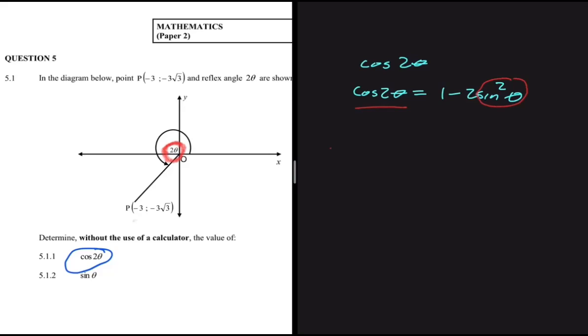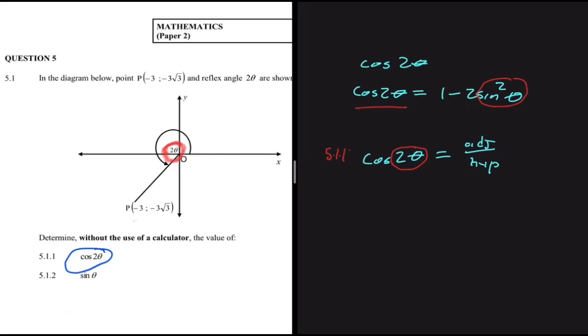I can just say for 5.1.1, we have cos of 2 theta being equal to the adjacent divided by the hypotenuse. Because the angle itself is 2 theta, that is given to us as the reflex angle. We're not given theta and then asked to find cos of 2 theta. No, we actually have the angle being 2 theta, which is a very special case.